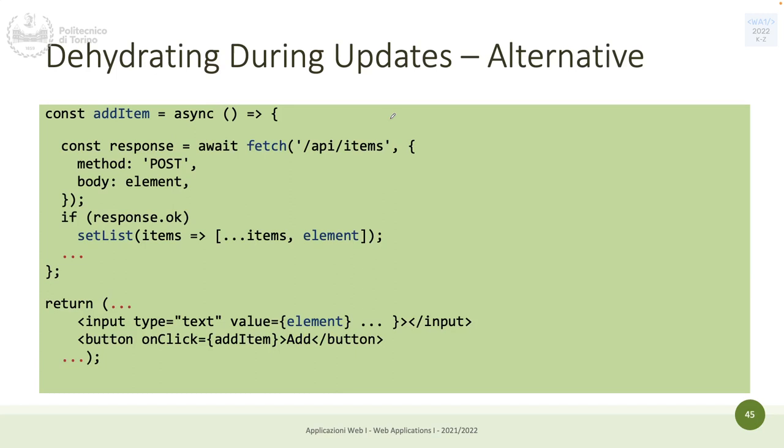What is wrong here? We don't have the optimistic state update here. What's the problem? It's the same code as before. We just check if the response is okay, so if everything went well on the server, and then at that point, we update the list and the component will be re-rendered. Still not there. What is wrong here? What is missing here?